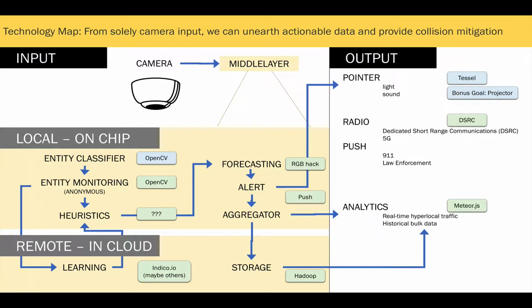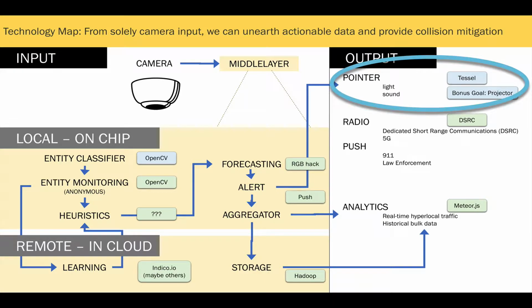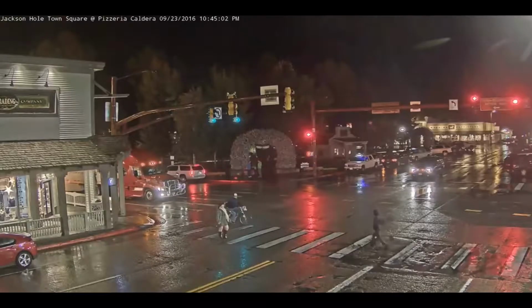And so right now I'm zeroing in on the upper right, where we can output via the pointer servo. I'm using light and also possibly sound. Here's a mock-up of what I'm hoping to achieve. On an intersection, I'll be able to use the turret to mark or kind of paint different types of pedestrians or cyclists as they move about a roadway intersection.